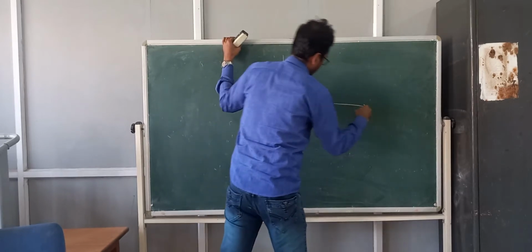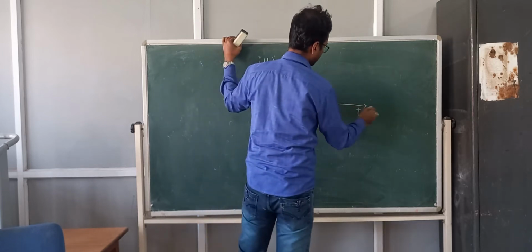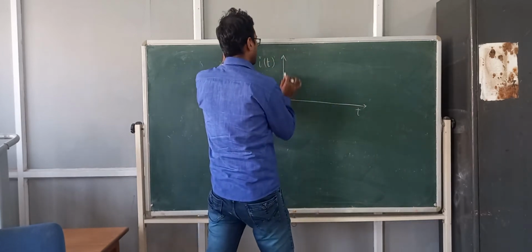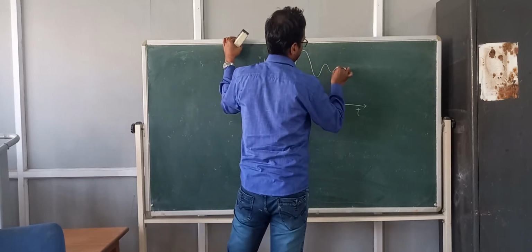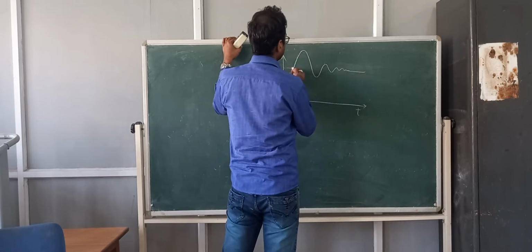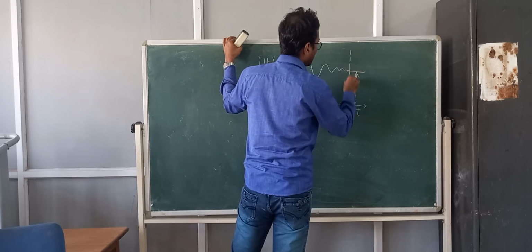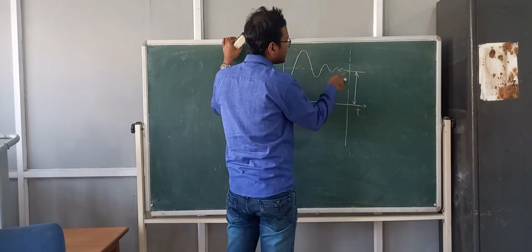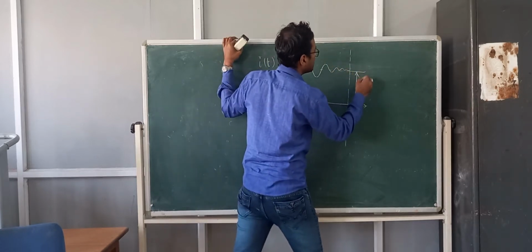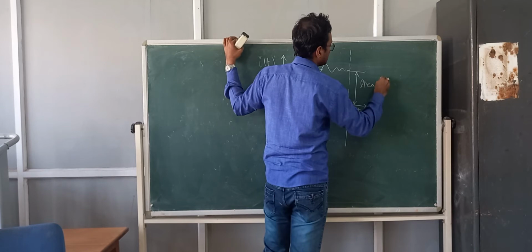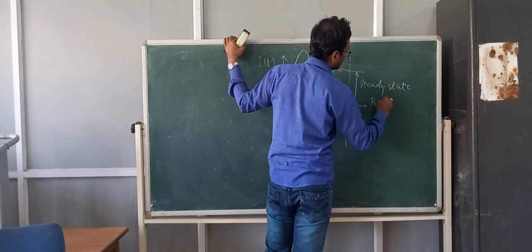Suppose this is the response of any system. Suppose this is i(t), this is t. Suppose I draw the response of the system. Finally, it will reach this much time. Up to this, is this the steady state? No, this is not steady state. This is the oscillatory response. Then it will give the steady state response after some time.